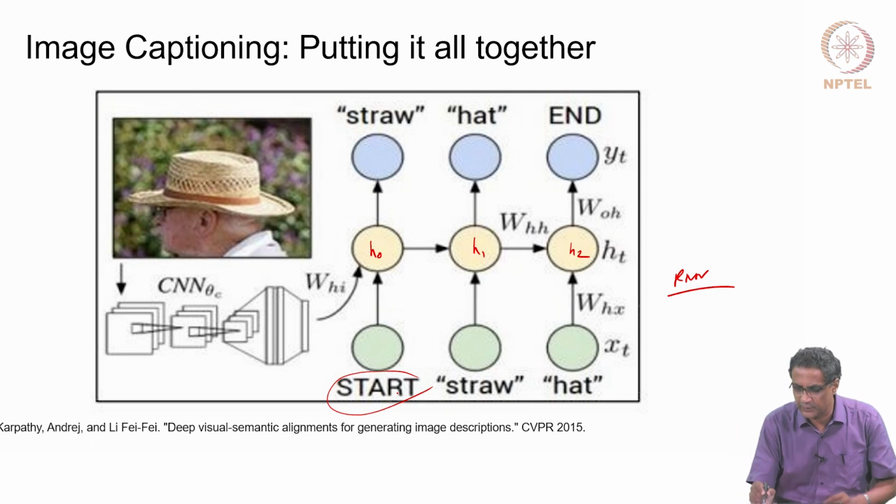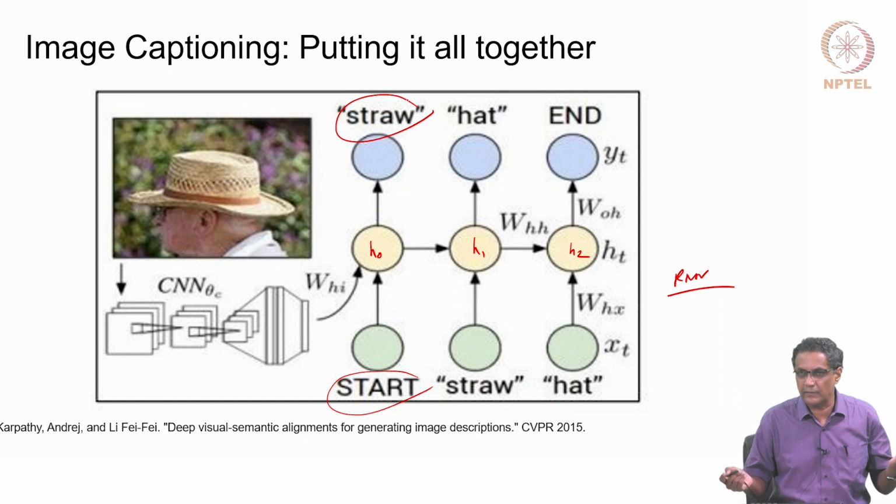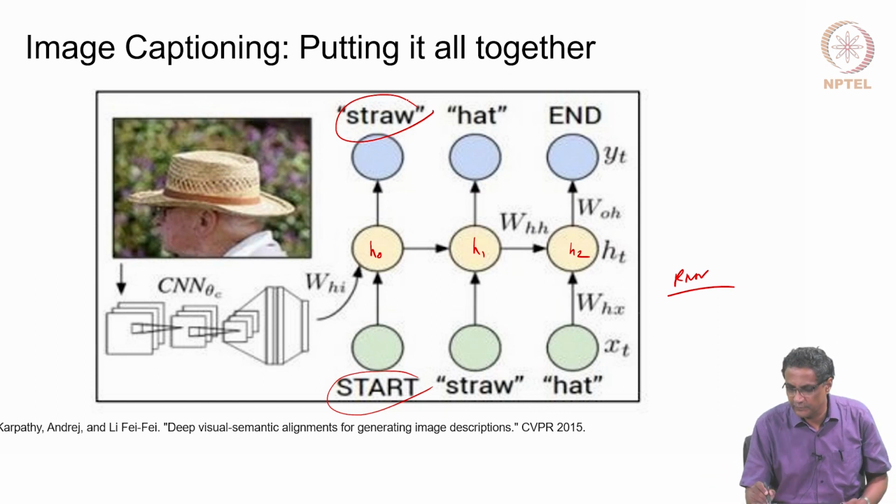During training, of course, we know exactly what we want to say. We want to say the caption is straw hat. So we say straw should come out, which means this H0 will be computed based upon this feature map, these weights, and this input, which is the start token, and whatever weights are sitting there. Then you will output, hopefully, straw.